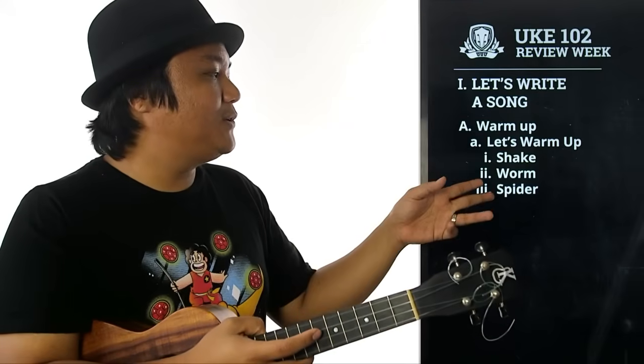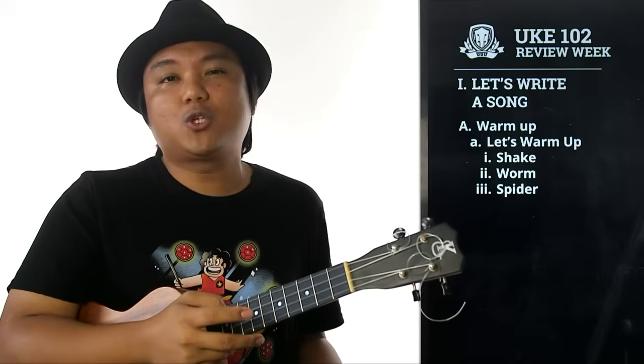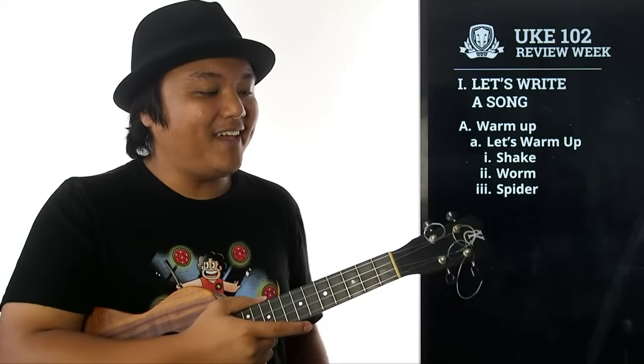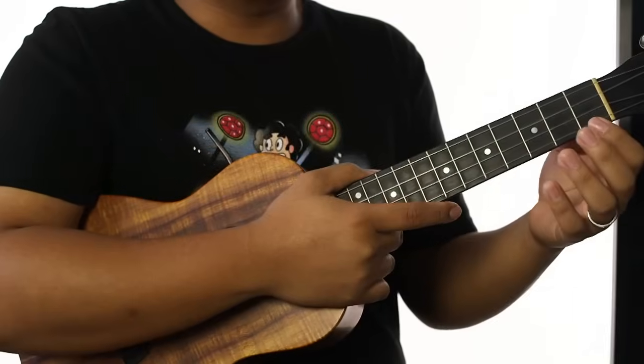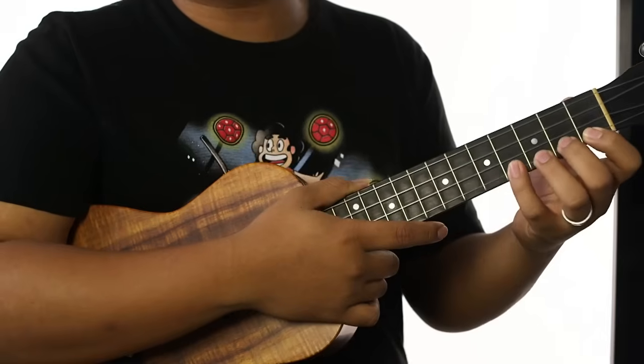I want to do these 2 exercises because we're going to be dealing with picking as well. It's not just strumming, we're going to be doing some picking. So we might as well do the worm and the spider too. With the worm, pointer finger goes on the 1st fret, middle finger on the 2nd fret, ring finger on the 3rd fret, pinky finger on the 4th fret.